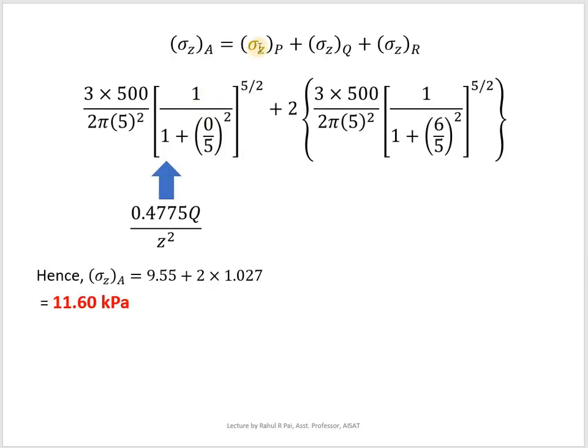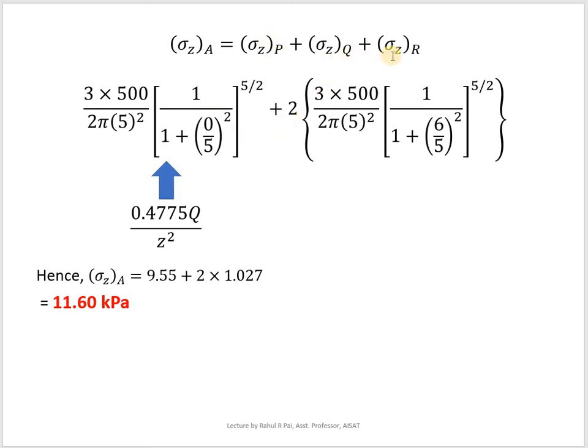So modifying it, I will show the equation here. This is what you have to find, sigma z for A, which is equal to sigma zP plus sigma zQ plus sigma zR. So for sigma zP you have r equal to 0, because it is immediately below the point load. Or you can get this equation directly: for r equal to 0, the equation is 0.4775 Q by Z square. You know Q, it is 500 and Z is 5.